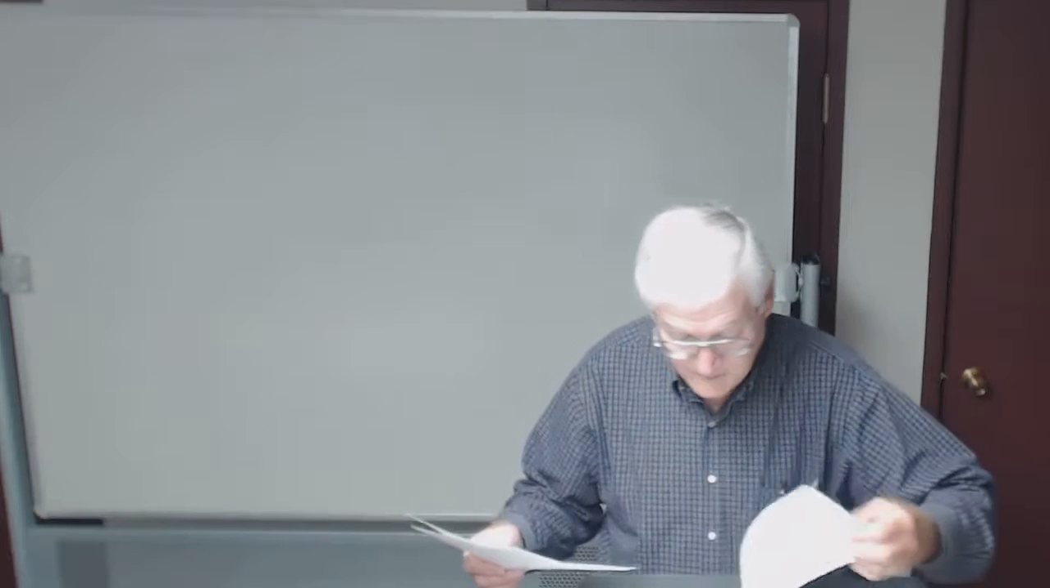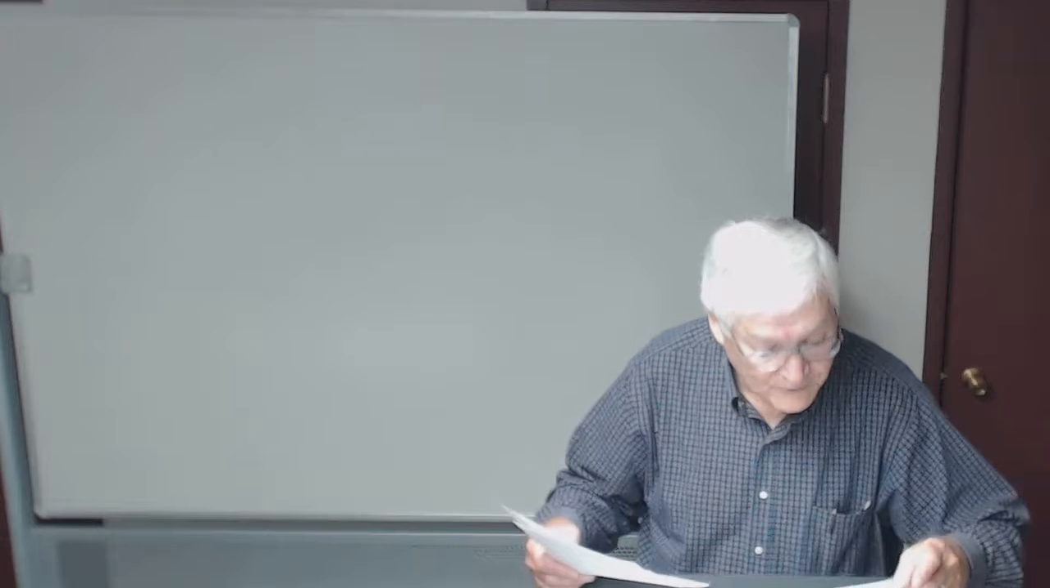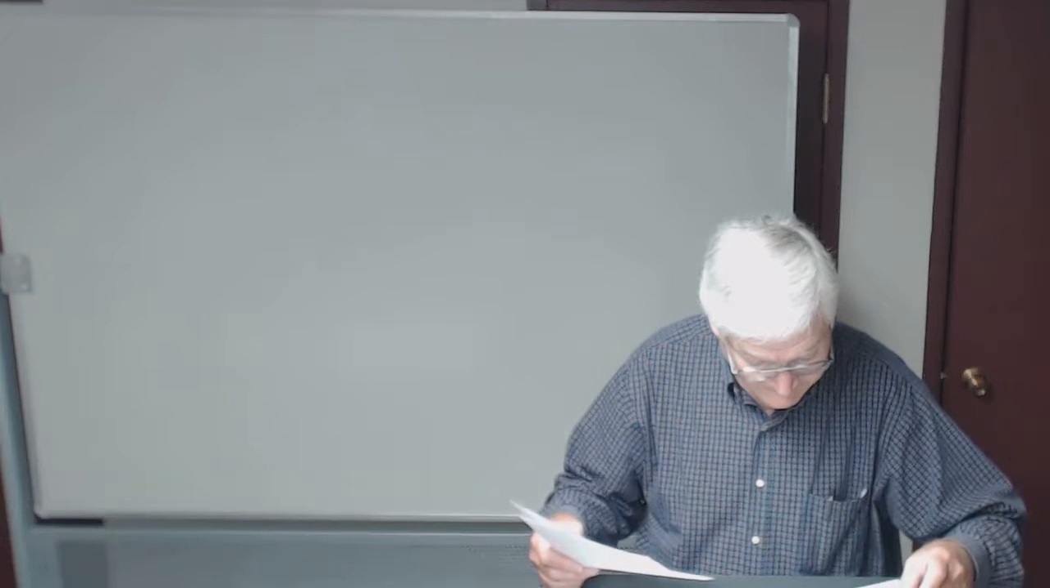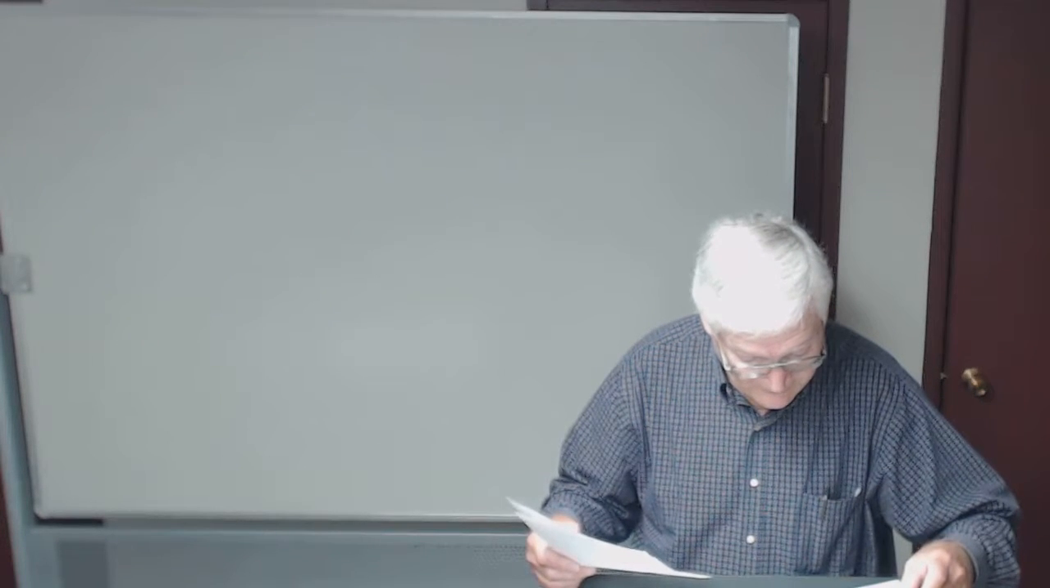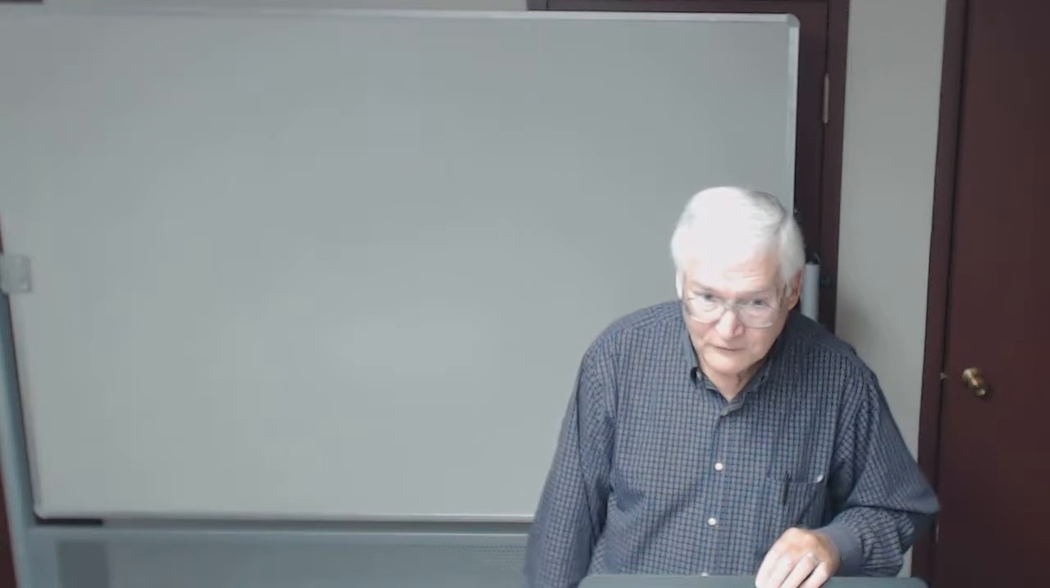Let's turn over here to page 438. Cognitive social learning theories. Expectancies, self-efficacy, and locus of control. Are you familiar with any of those words? Do you know what those words mean?